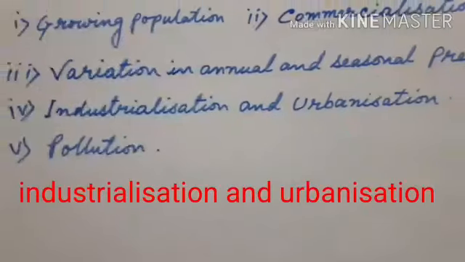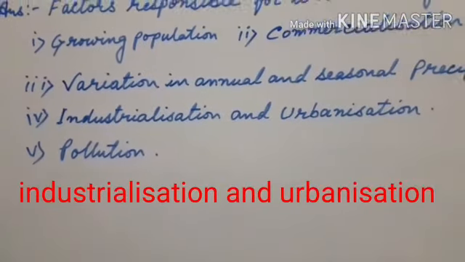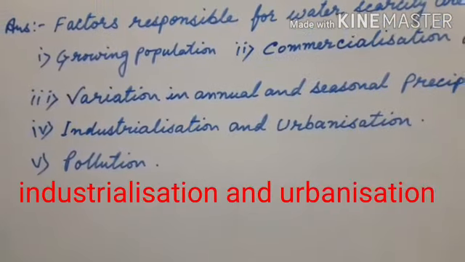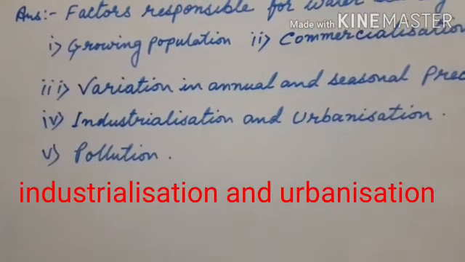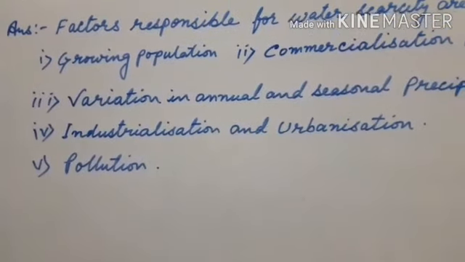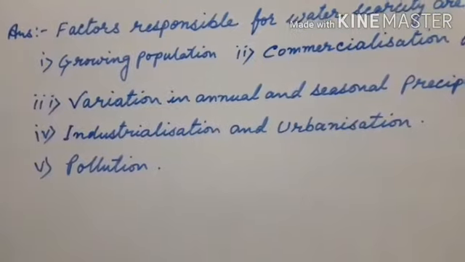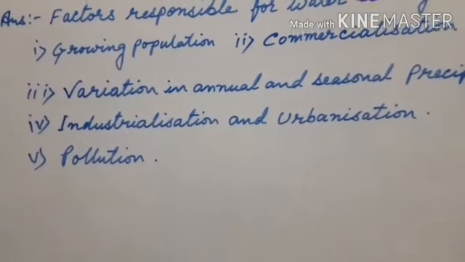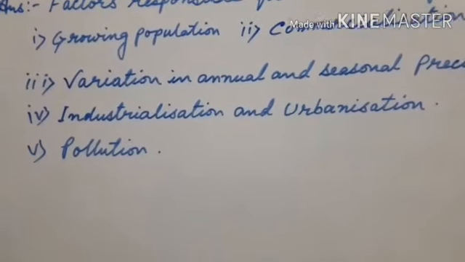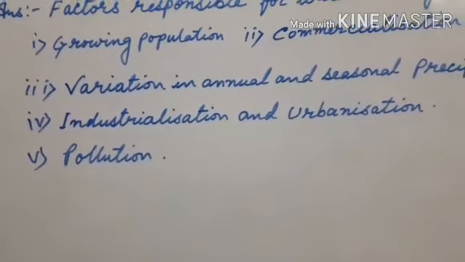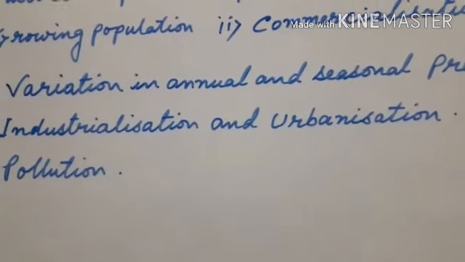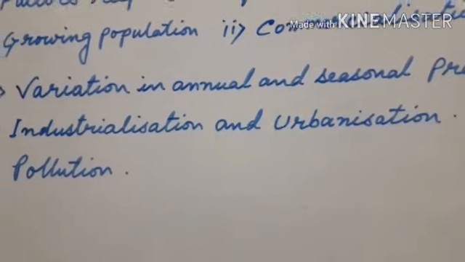Our fourth point, industrialization and urbanization. Construction of too many industries in a country is obviously good for the economic benefit of the country. It will give maximum employment, but each and every industry requires a huge quantity of water. So industrialization and urbanization is also one major cause of water scarcity.